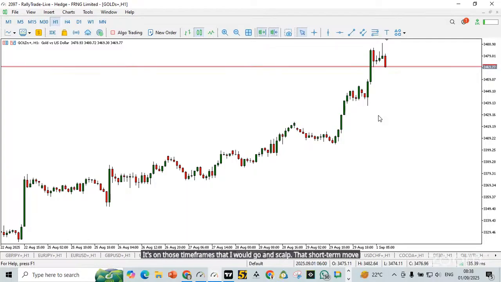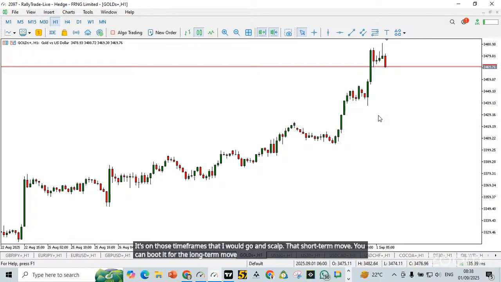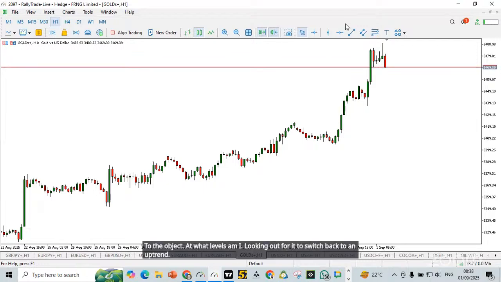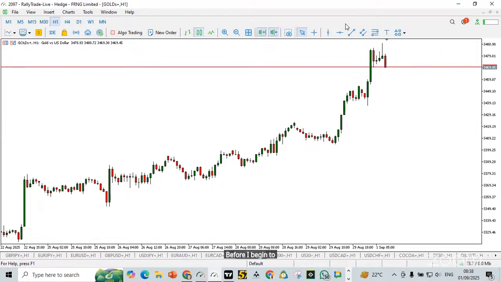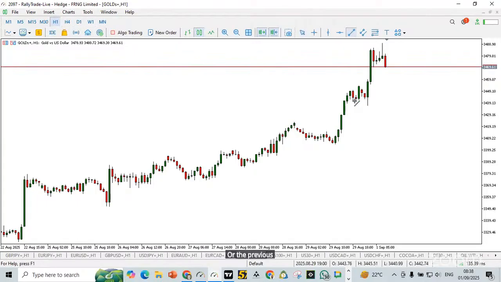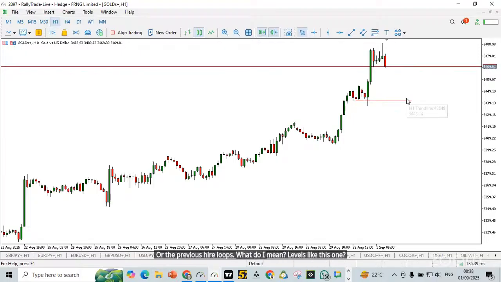If I'm waiting for the long-term move, I need to wait on the H1 for the move to switch back to the uptrend. At what levels am I looking out for it to switch back to an uptrend before I begin to pick those trades? Those levels will now be the previous demand level or the previous higher lows. What do I mean? Levels like this one, or levels like this one.